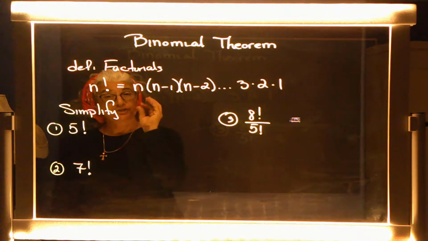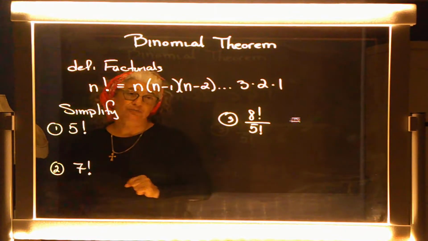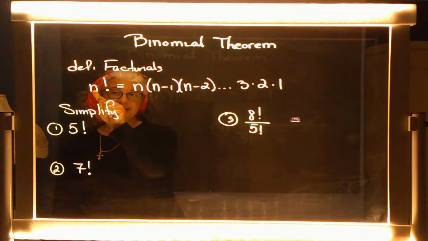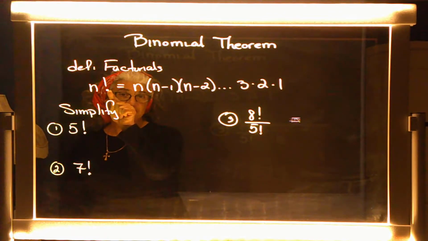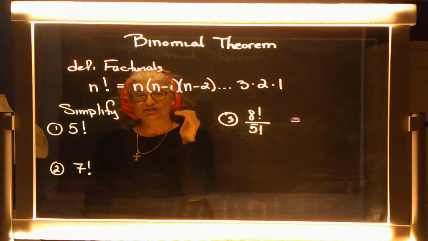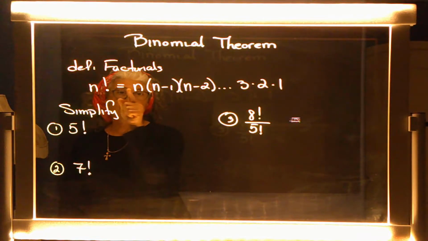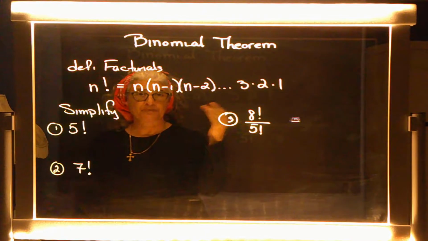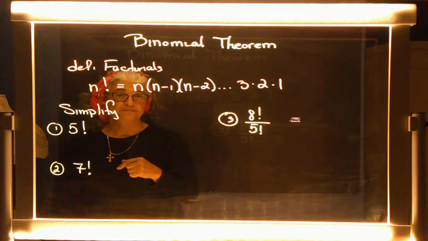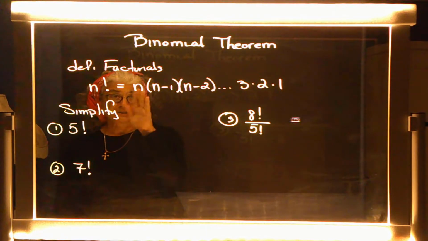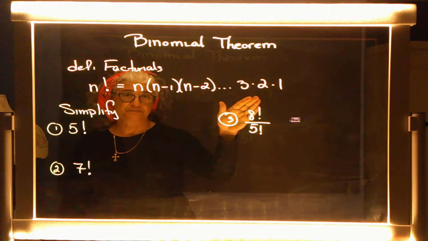First off, the notation is this exclamation point. So if you see n with an exclamation point, that means n factorial. And by definition, that says take the number, whatever it is, and multiply it by all the numbers that come before it until you get to the 1. This is a multiplication problem.